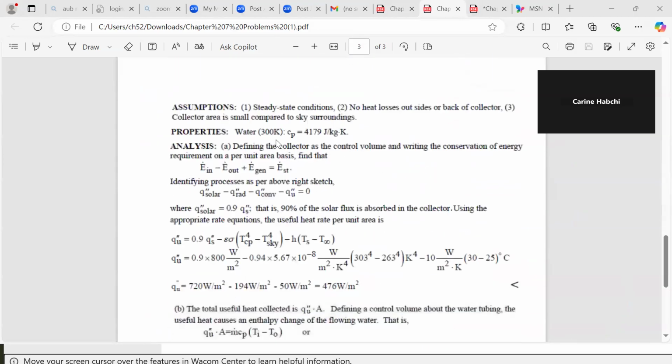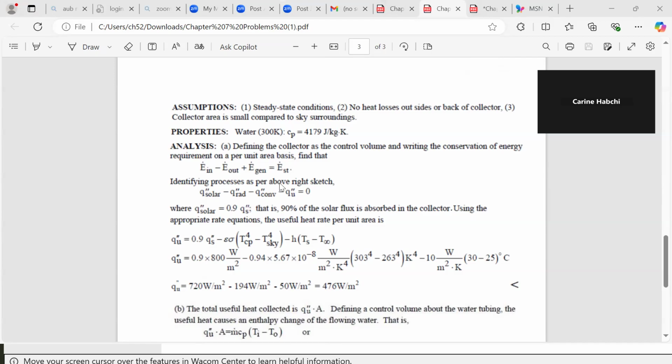Okay. So as we said, first we define the collector as the control volume and we write the energy balance. Because we are working in steady state and no storage within the collector, we can say that the sum of E dot in equals the sum of E dot out. So we have Q dot solar coming in, plus, and we have three outlets, so minus Q dot radiation, minus Q dot convection, minus Q dot useful, because I'm losing these parts.